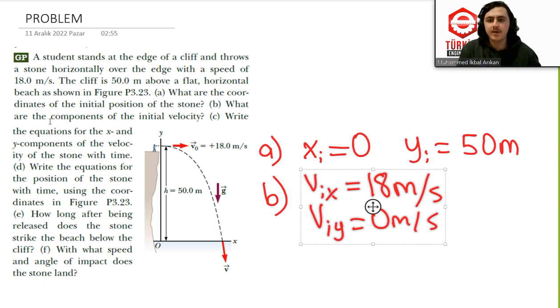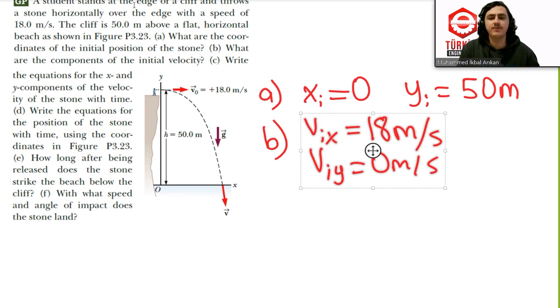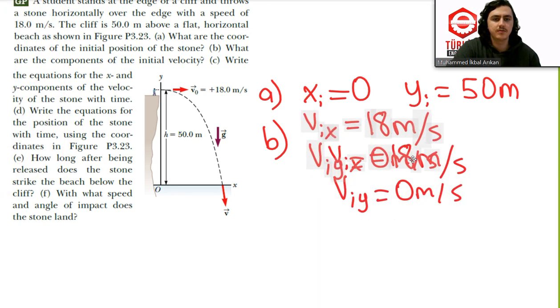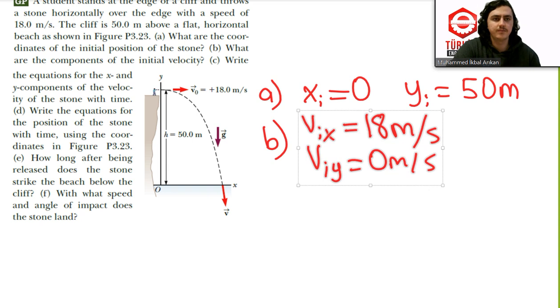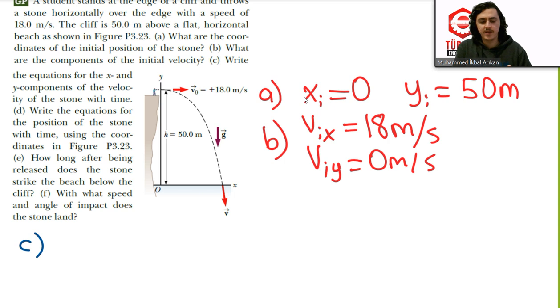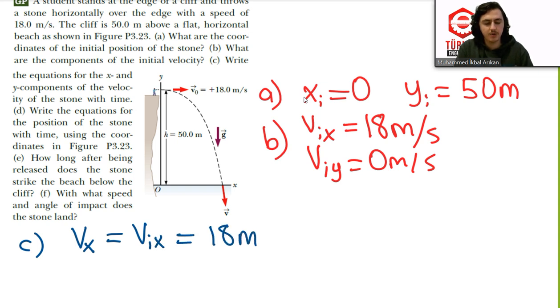What about part C? Write the equations for the x and y components of the velocity for the stone. So how can I put the equations? So I move to part C. I must put an equation for the x velocity. Actually, the x velocity will not change with time, so it will be just equal to the initial velocity in x. It will always be constant.